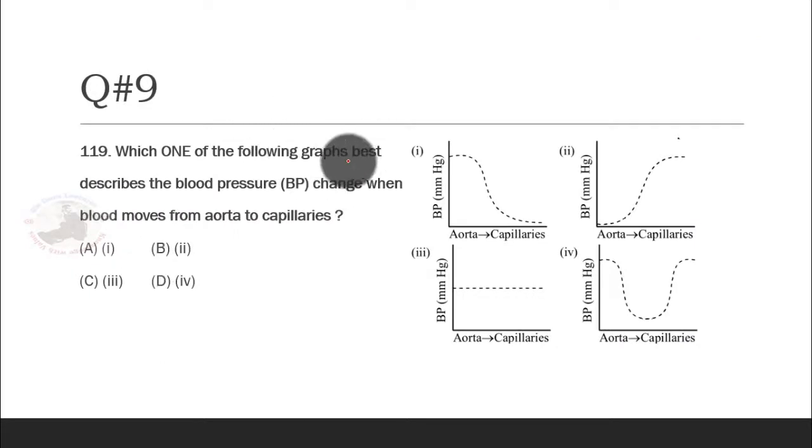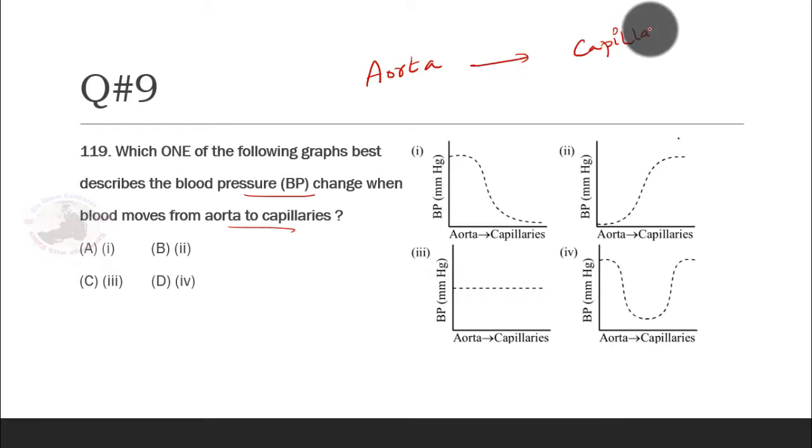Which one of the following graphs best describes the blood pressure, BP, from aorta to capillaries? I hope this is clear for you. From the heart to capillaries in the body. In order to make it clear, from the aorta to arteries. I am making an intermediate here: artery. Through the artery it reaches capillaries. Which graph is compatible here?